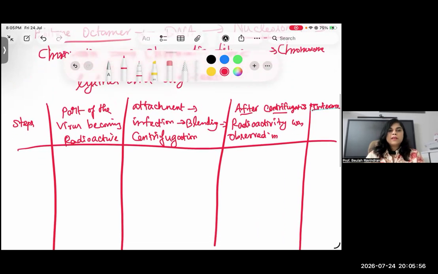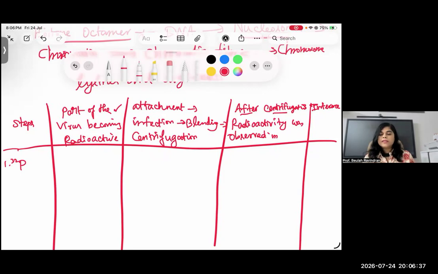So what is the first step? Can you write now? The first step: the virus is grown in a medium with radioactive phosphorus, that is P32. In the part of the virus, you can write that DNA becomes radioactive, and the protein will not become radioactive as it lacks phosphorus. (As stated by the speaker: DNA becomes radioactive as it possesses sulfur, but the protein will not become radioactive as it lacks sulfur.)